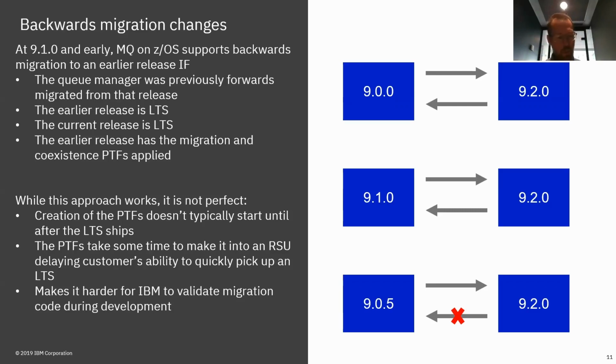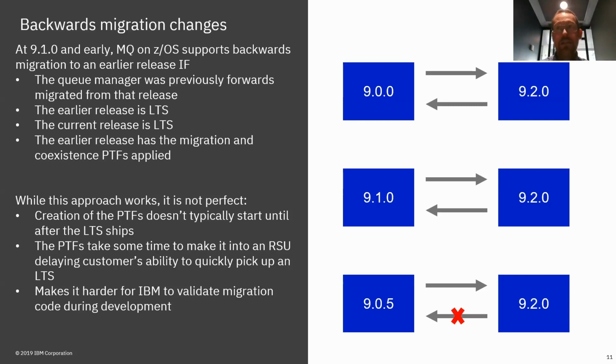For example, one thing that we always saw was the migration and coexistence PTFs were something that we got to after, or started working on once we'd got to the point where the LTS release was done. Obviously, we were busy writing LTS release code, and then we had to start thinking about the PTFs. And that means there was a delay in time before they came out. So, your LTS would go out, and then a number of months later, the PTFs for the earlier releases that you need for backward migration would come out.